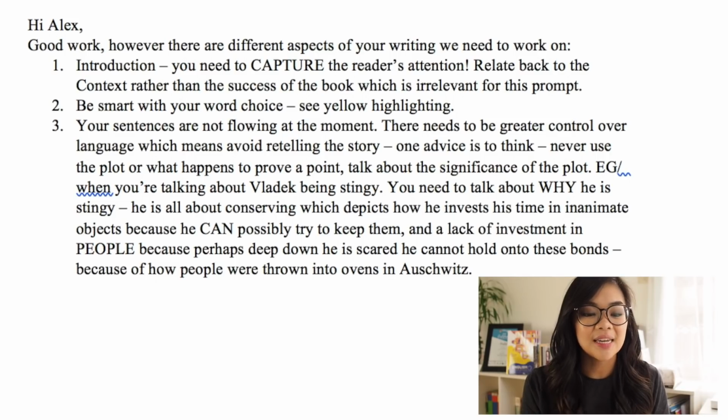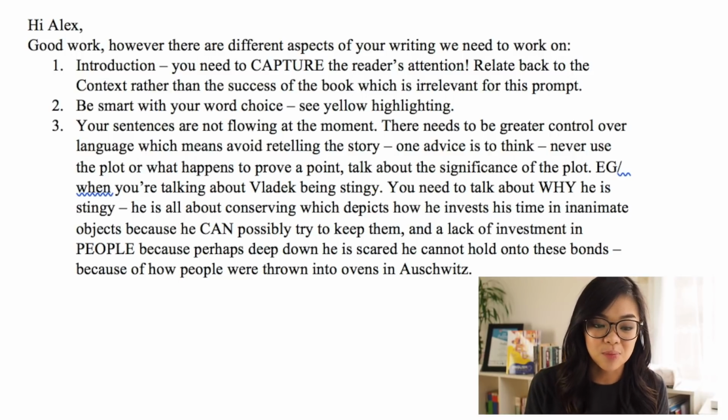Okay, so I've basically read the rest of the essay, and I've written a few things for this student to take away. Hi Alex, good work. However, there are different aspects of your writing we need to work on. Introduction: you need to capture the reader's attention. Relate back to the context rather than the success of the book, which is irrelevant for this prompt.